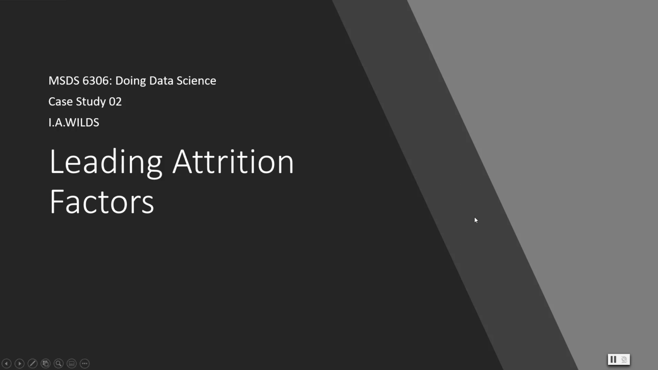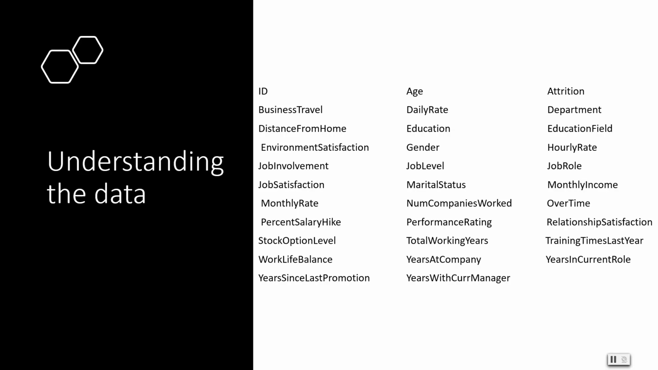I'll be giving a brief presentation on leading attrition factors as it relates to a company that has lost some members and would like to have a better understanding as to why. First, we'll understand the data. I found that the data was able to be split into two specific types: personal factors and employee-related factors. Personal factors include gender, age, marital status, and employee factors include things such as overtime levels and stock option levels.